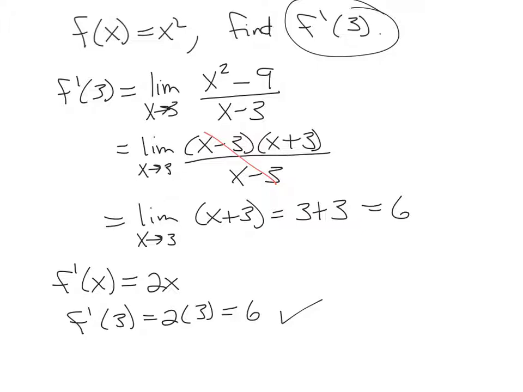But if I want to do a whole bunch of evaluations, if I wanted to know f prime of 3 and f prime of 5 and f prime of 7 and f prime of 18, then I would much rather use the first definition to get a formula and then use the formula to do my evaluation, because that formula is already simplified for me.